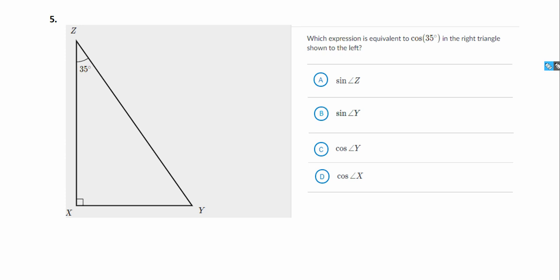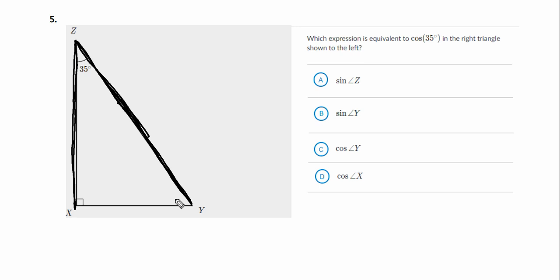So cosine of the 35-degree angle. I'm just going to mark what side length is talking about there. All right, so cosine is adjacent over hypotenuse. So that would be this side, xz, divided by this side, zy. All right, so we're using those two side lengths to construct that ratio. It's just saying what trigonometric ratio is equivalent to that.